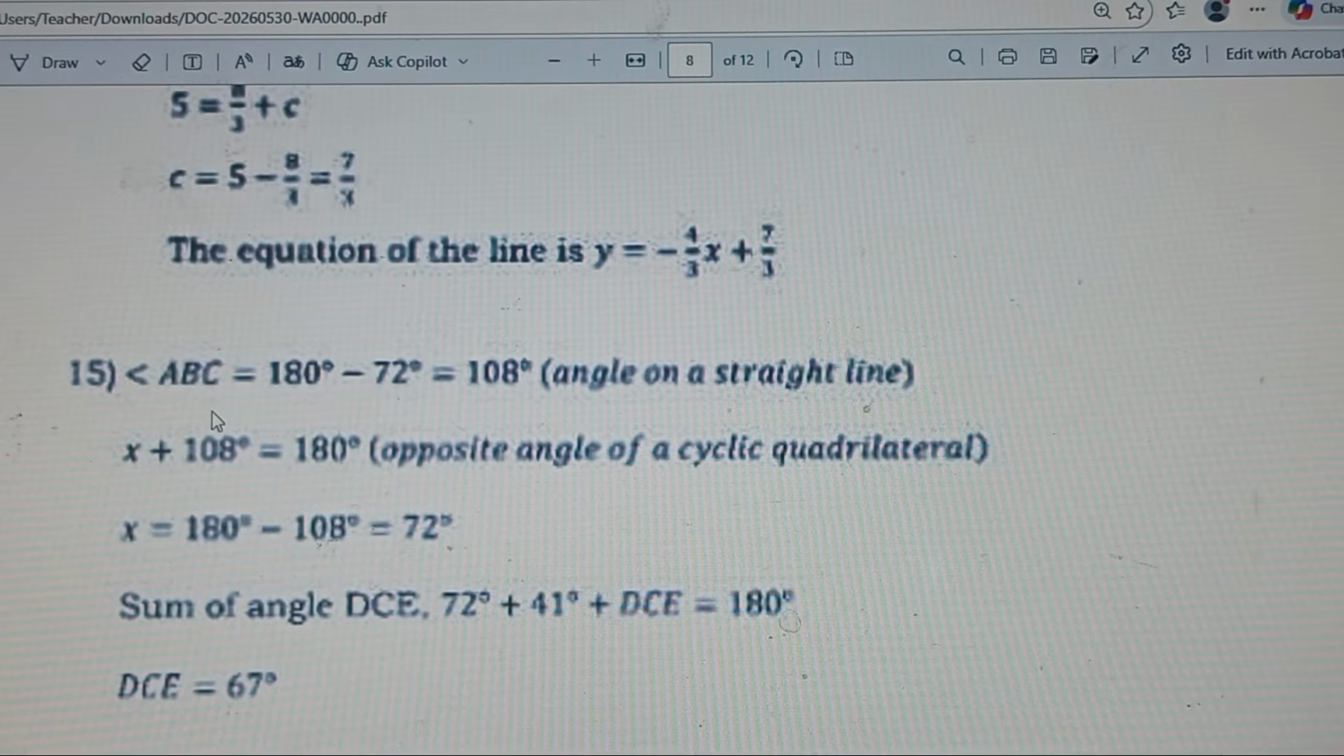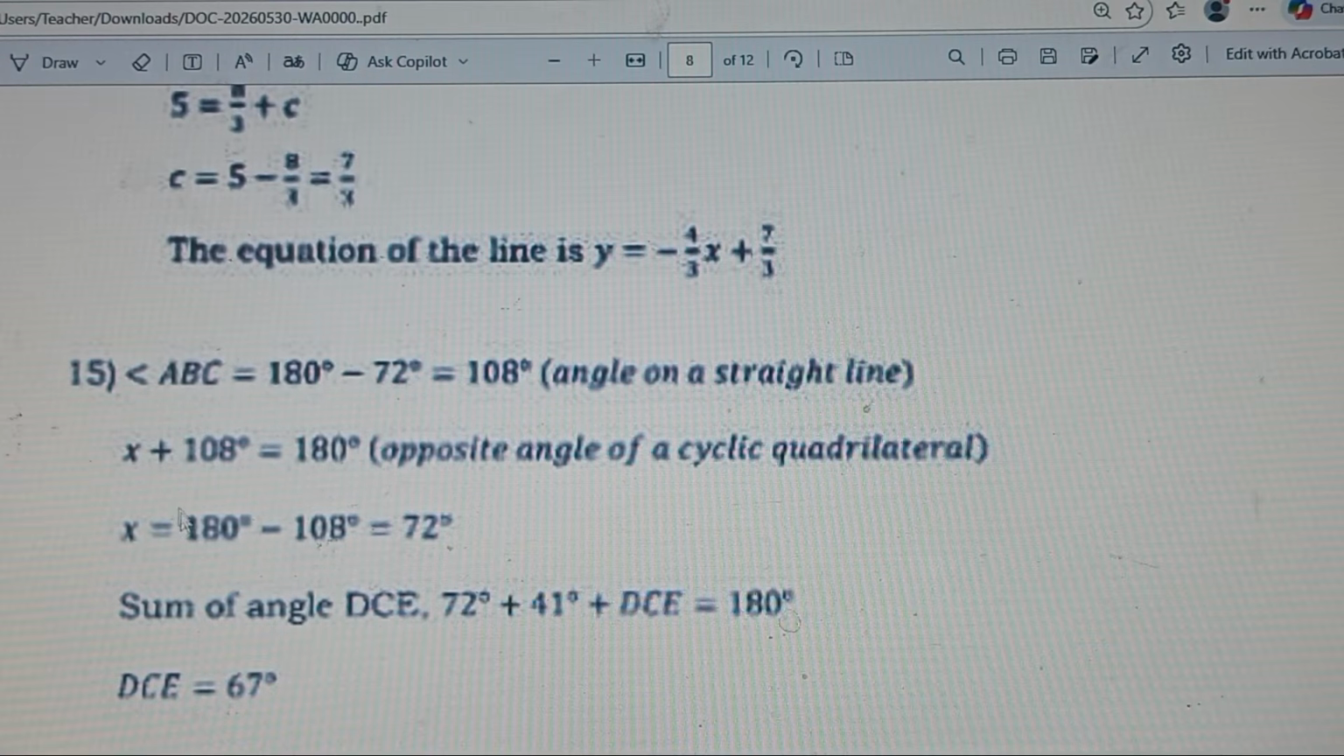Then let me continue with question number 15. We have a, b, c, d is equal to, when you take 180 minus 72, you will get 180 as the angle on the straight line. Then it means that x plus 180 is equal to 180. What does it mean?